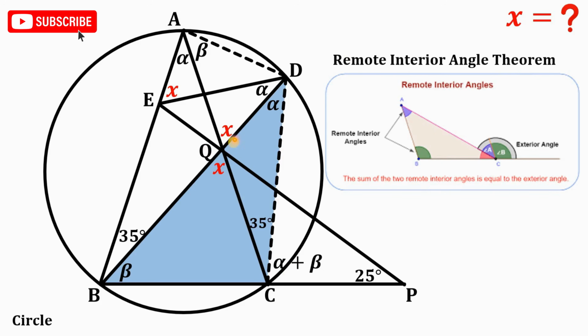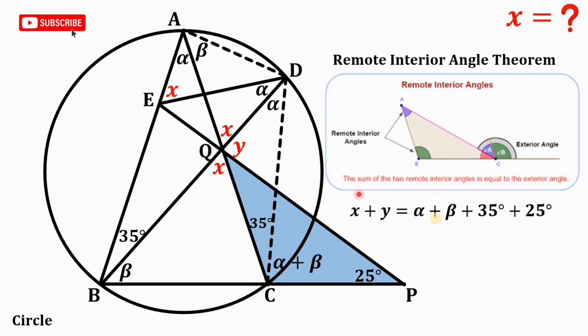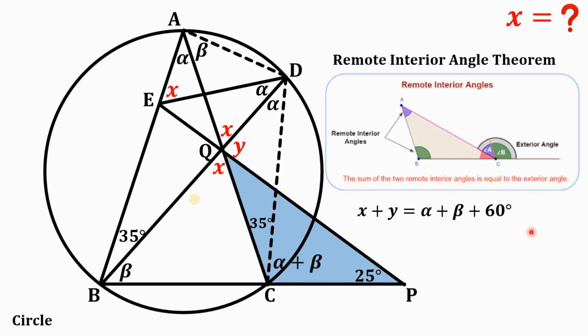Now from here, let's call the angle beside x, y. Why? Because we will use the remote interior angle theorem again in this triangle. Now, the remote interior angles are 35 plus alpha plus beta, and 25 degrees. In short, x plus y, this interior angle, is simply equal to alpha plus beta plus 35 plus 25 degrees. Now, simplify: 35 degrees plus 25 degrees is 60 degrees. And we have an equation that says x plus y equals alpha plus beta plus 60 degrees.